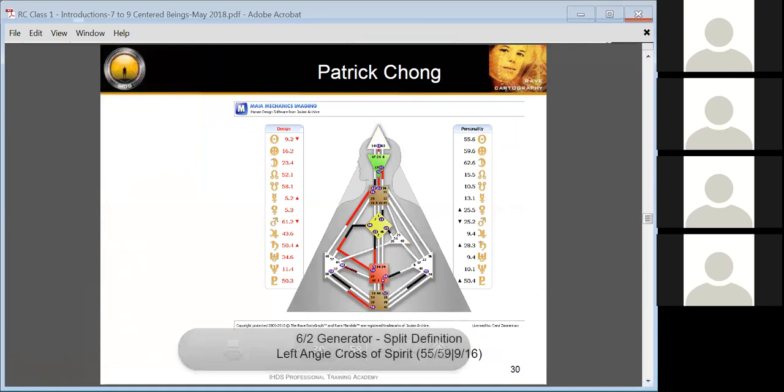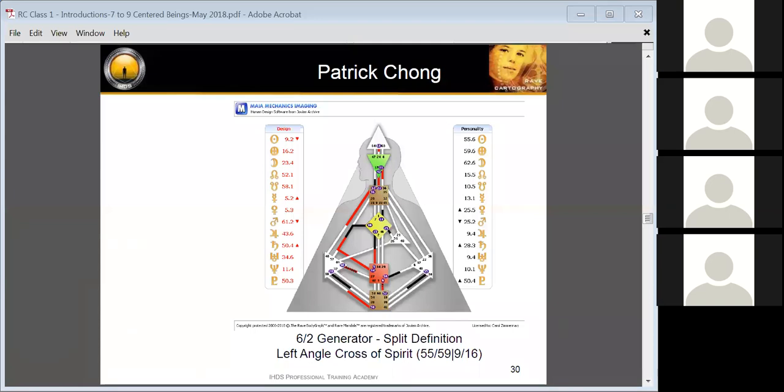And this is Patrick. I'm checking to see if Patrick's with us. Oh, you are. I'll unmute you. Would you like to say hello, Patrick? Hello. Hi, I'm Patrick. I'm from Taiwan too. I've learned about human design for maybe 2 to 3 years, but I only started taking classes from last year.